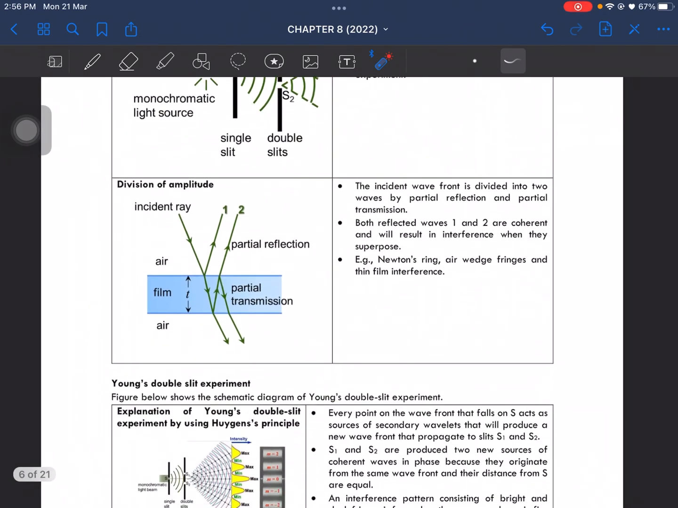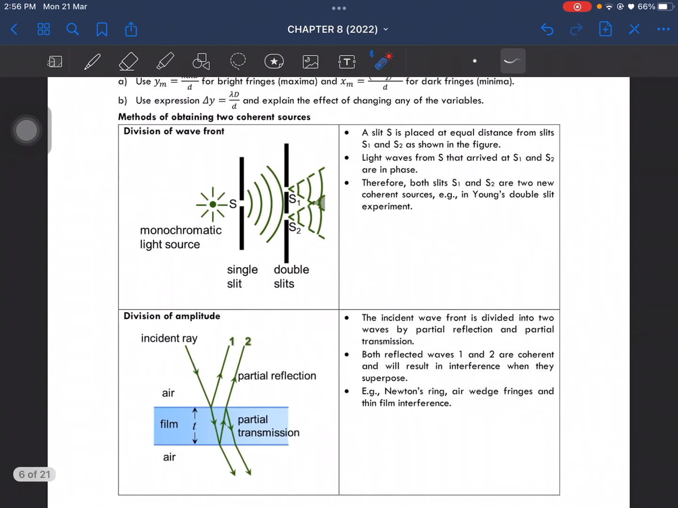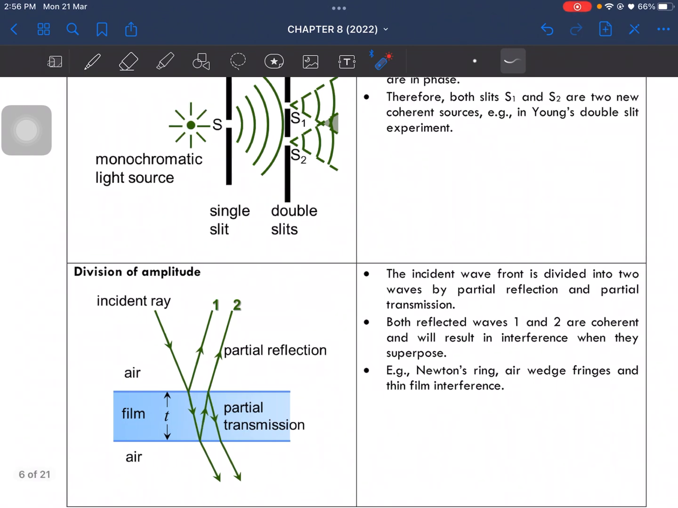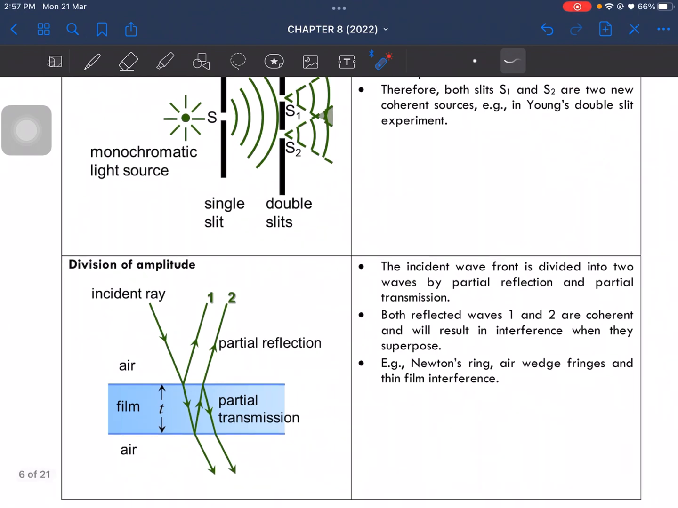For the second method, you can divide by amplitude. The incident wave will be divided into two waves. The first one is the partial reflection, and the second one is the partial transmission. Both of these waves, 1 and 2, are coherent and will result in an interference where they superpose. For example, Newton's rings, air wedge fringes, and thin film interference.